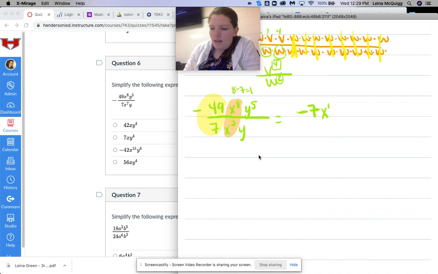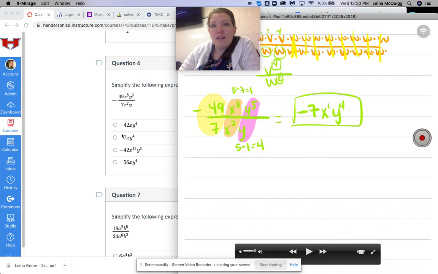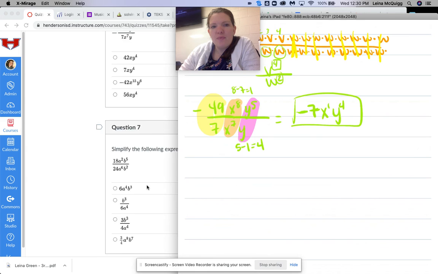And then I have this last piece here, y to the power of 5 divided by y. Well, that means I'm doing 5 minus 1. My bigger number is in my numerator, so it's going to stay in the numerator. 5 minus 1 is 4, so that means I have y to the power of 4. Okay? So for mine, it's b. Yours might be in a different spot.